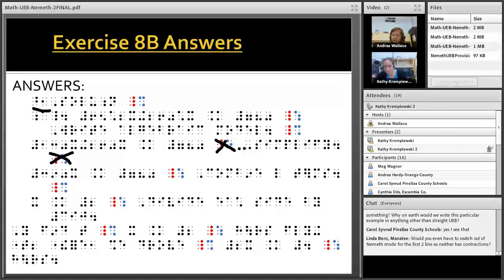Would you even have to switch out of Nemeth mode for the first 2 lines, as neither has contractions? Maybe not. I didn't even think about that possibility, but that sounds plausible to me. And there again, you would be reducing the number of switches. Very good point, Linda. Yeah, absolutely. Good catch. Remember, we're still learning. This is all very new to us too.